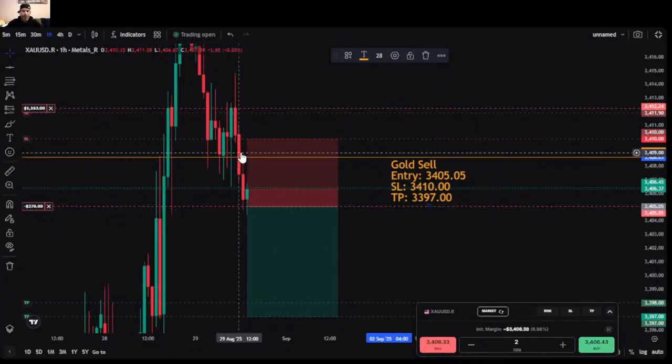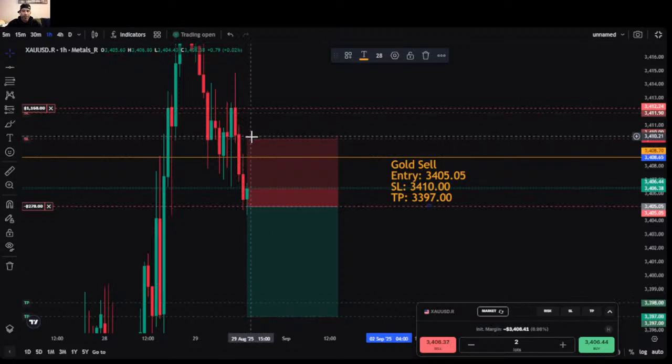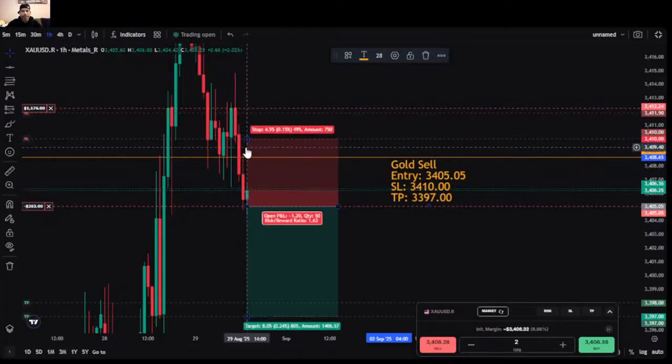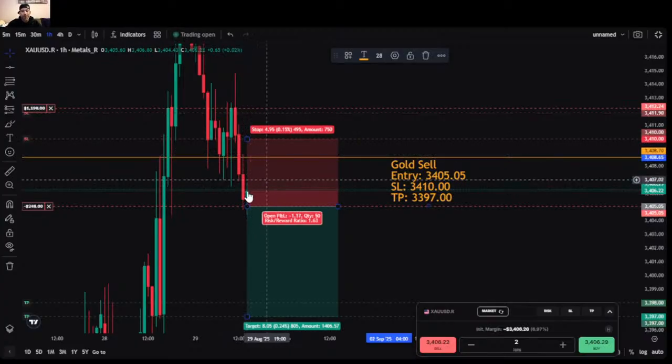Yes, I put the stop loss just above the previous 1 hour wick. That's why my stops are here. If it comes up and breaks those highs and taps us out, that's it. We're out of the trade, and we wait for the next setup.